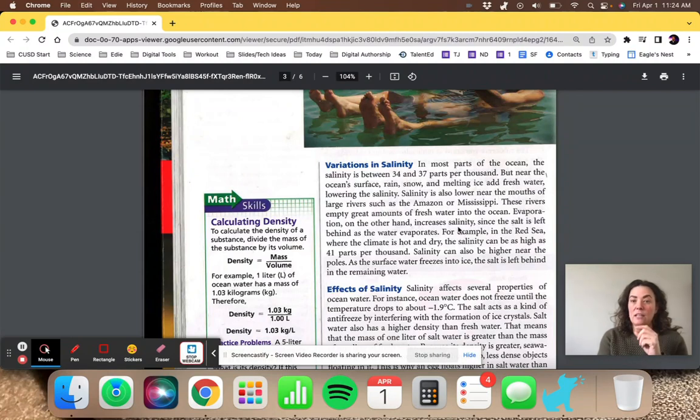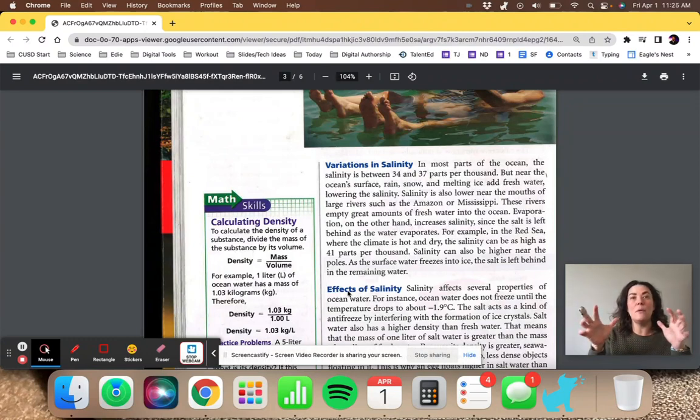Evaporation, on the other hand, increases salinity since the salt is left behind as the water evaporates. So in the Dead Sea, it's a very hot area and they don't get a lot of rainfall. So you have a lot more evaporation happening with that salt being left behind. So the Dead Sea, where those people are reading the paper, has a higher salinity. For example, in the Red Sea, where the climate is hot and dry, the salinity can be as high as 41 parts per thousand. Salinity can also be higher near the poles because as the surface water freezes at the poles, that salt is left behind in the remaining water.